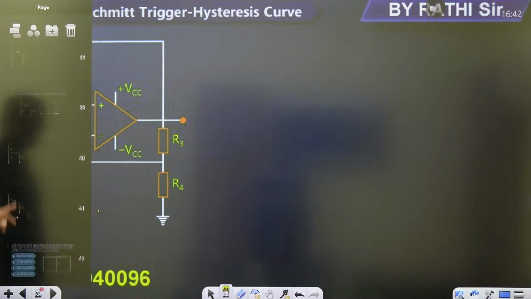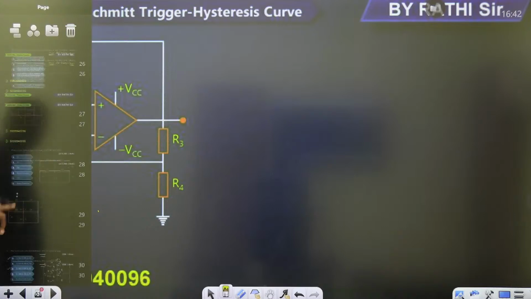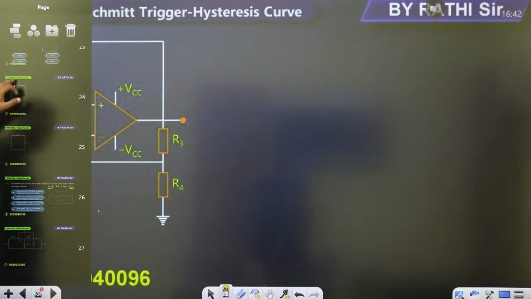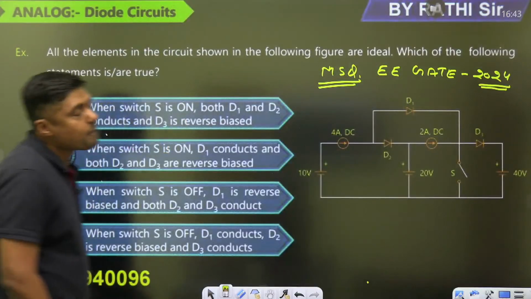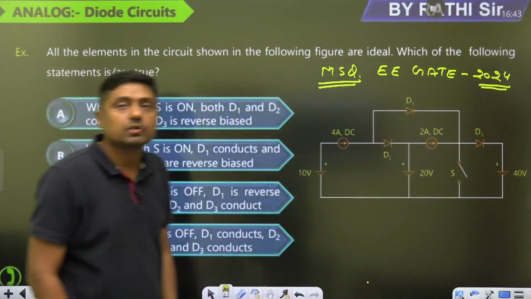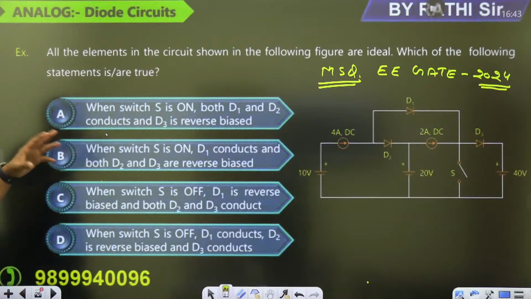Now finally, what is the answer for that question? I'm going to solve it again. This is the question. What is the answer for this one? All the elements in the circuit shown in the following figure are ideal. Which of the following statements is/are true? When the switch S is on, both D1 and D2 conduct and D3 is reverse biased. When the switch S is on, D1 conducts and D2 and so on.